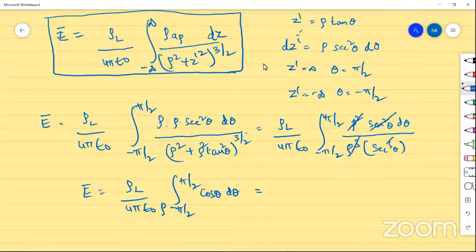Cos theta is an even function, so for an even function from minus pi by 2 to pi by 2, it is 2 into the integral from 0 to pi by 2 of cos theta d theta. What is the value of it? 1. So 2 into rho L by 4 pi epsilon rho. This rho is different: the numerator one is the line charge density, and this one is the distance, the radial distance.